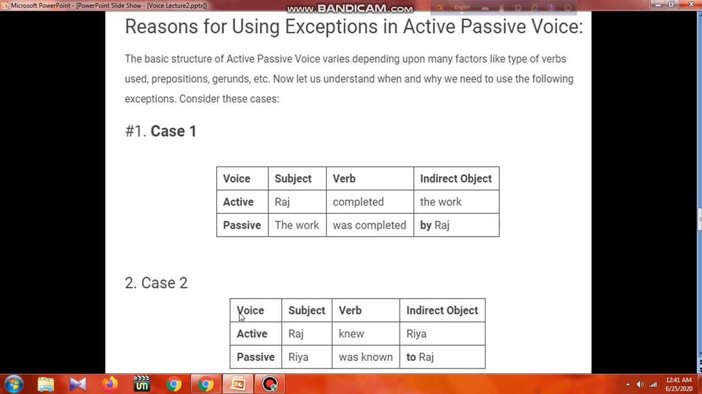But you see here an exception. Raj knew Ria. If you want to change it, it is not by here, it is to. So Ria was known to Raj. So this is the exception of tense, meaning every time we are not supposed to use by. In some cases, to is used. You understand? We'll see now some exceptions.